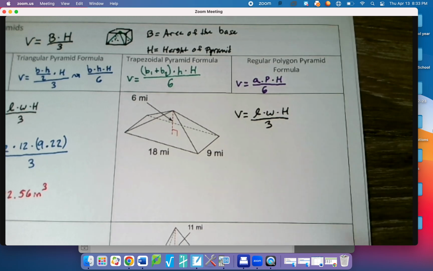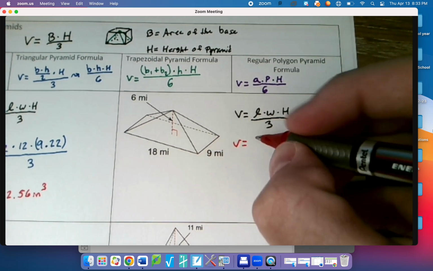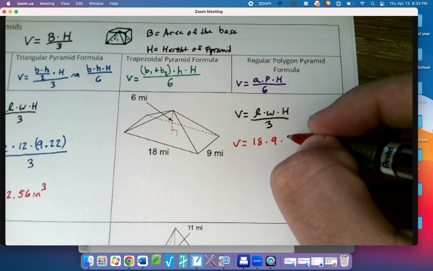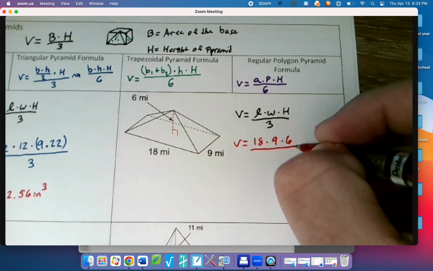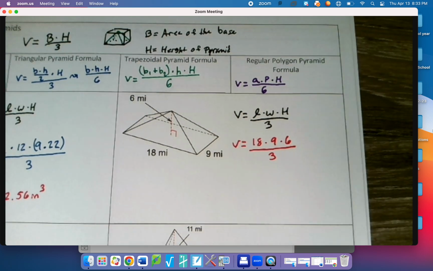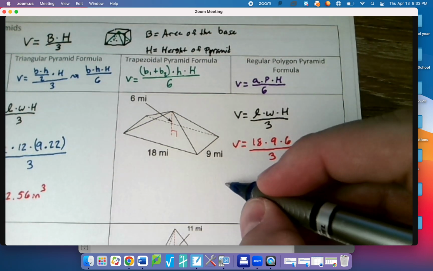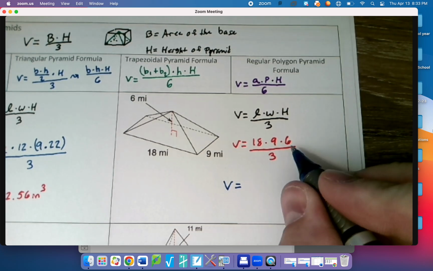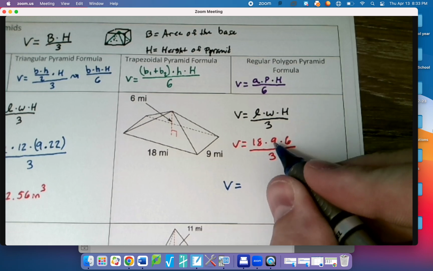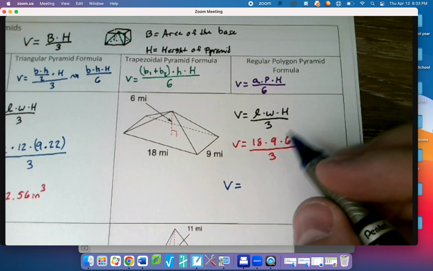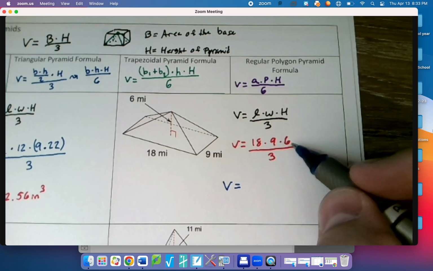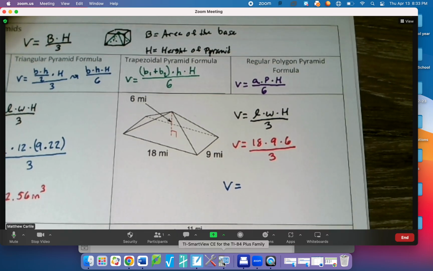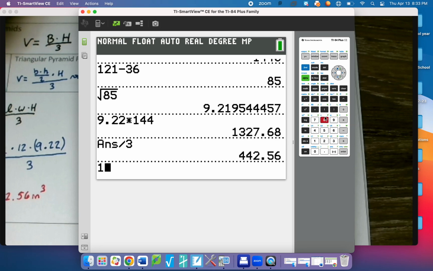The length, I'm going to call 18. The width, I'm going to call 9. The height is 6, so we don't have to do any extra math. Divided by 3. With this, yes, we could take this 3 and cancel out one with the 6. We could cancel with the 9. We could cancel with the 18. But it's only one of them. We don't take 3 away from all of it. I'm not going to. I'm going to kind of do these problems longhand.